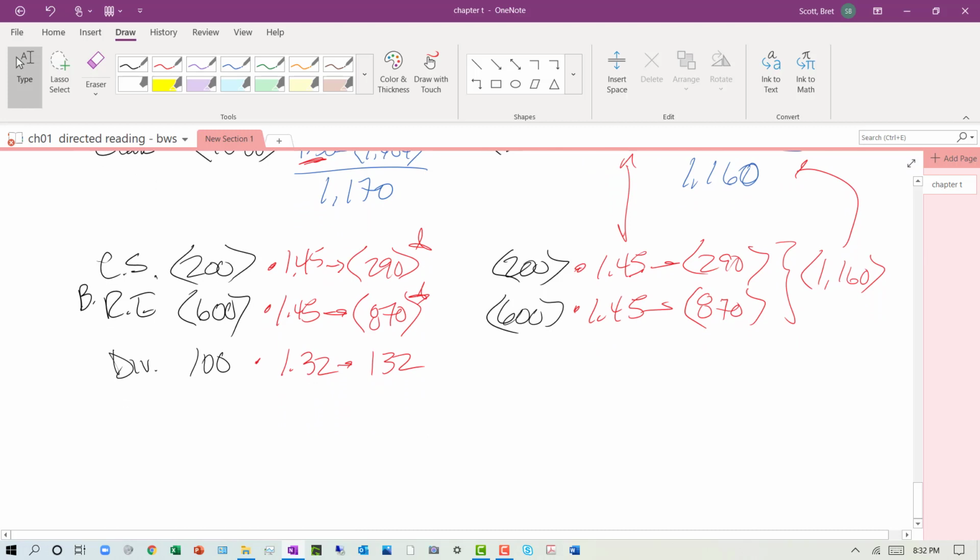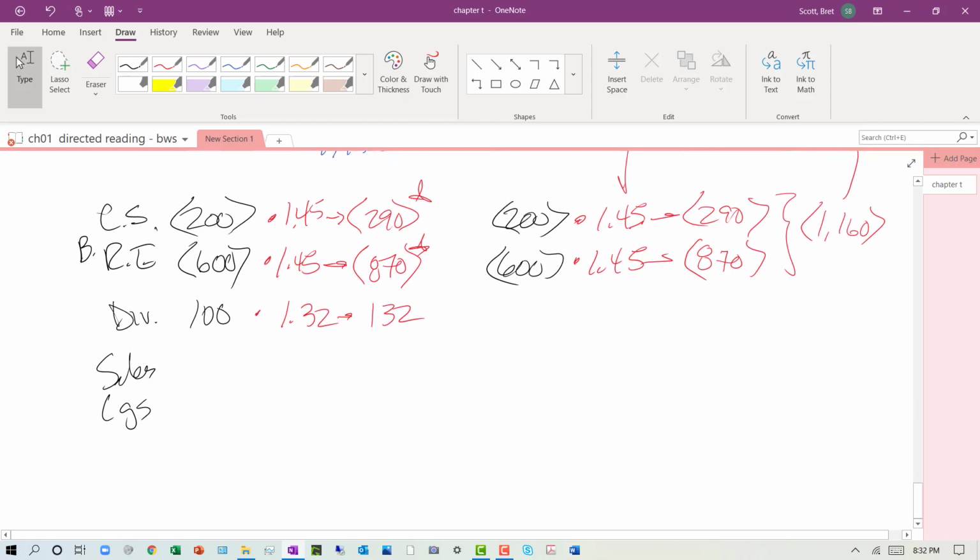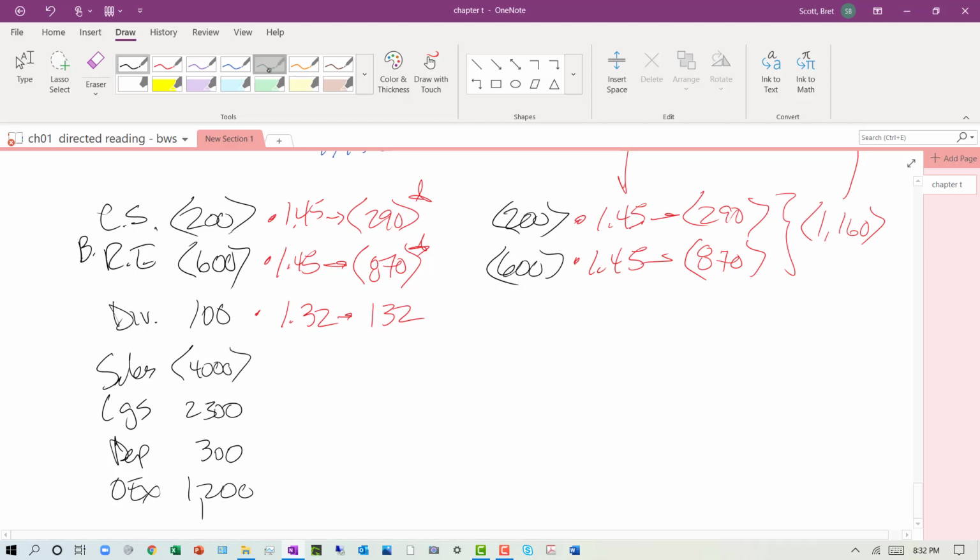And then we have sales, cost of goods sold, depreciation expense, and other expenses. And let's say those are credit 4,000, 2,300, 300, 1,200. It's okay in this situation too.